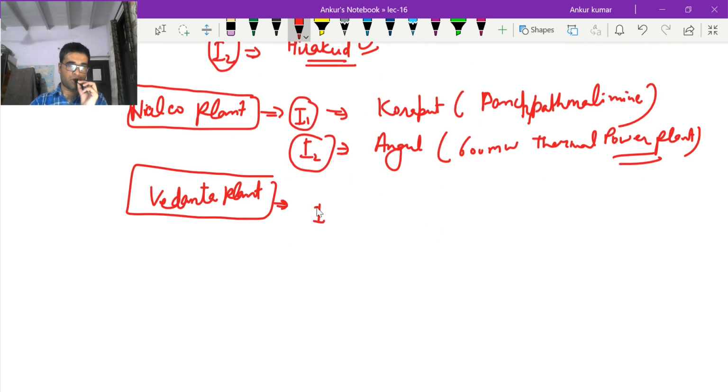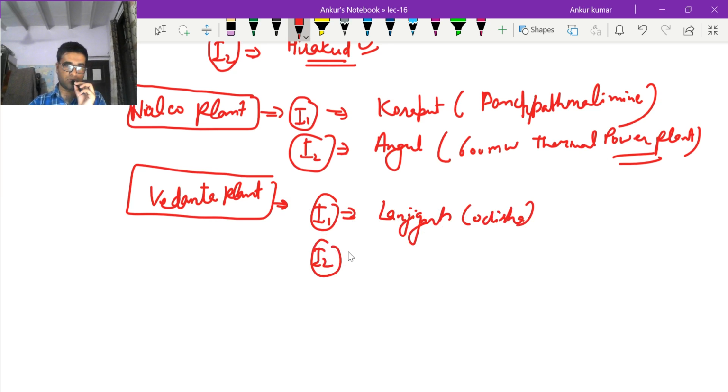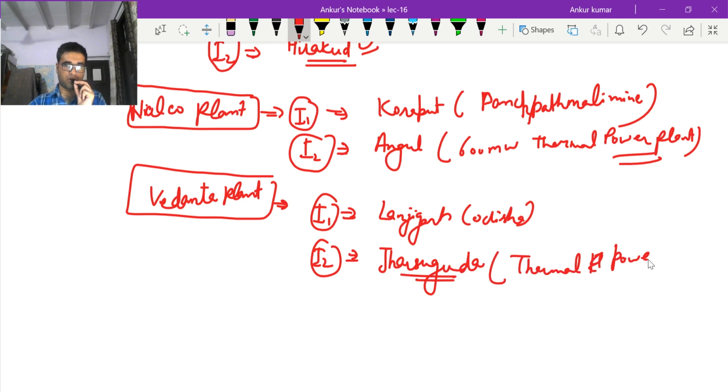For the Vedanta plant, I1, that is the bauxite, is sourced from Lanjigad, which is in Odisha. And I2, that is the electrolysis for HEP, is in Jharsuguda. They perform electrolysis at Jharsuguda because of the presence of a thermal power plant in Jharsuguda. So this is about the Vedanta plant.